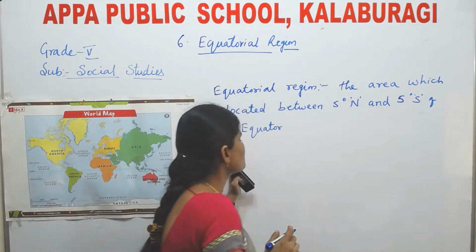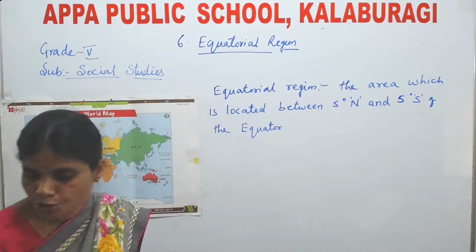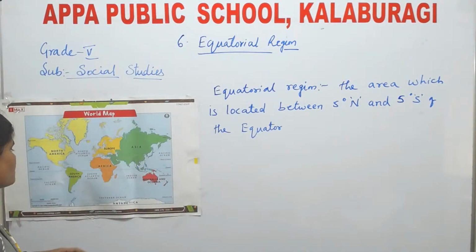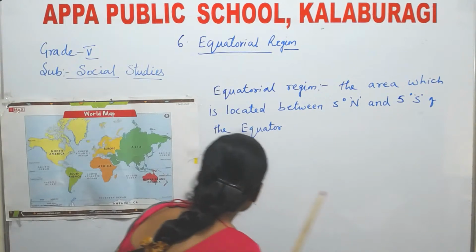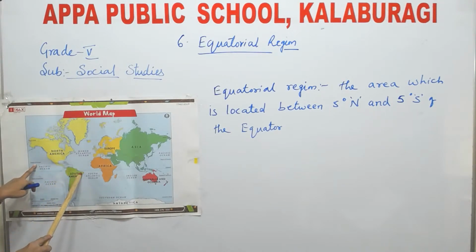Where is this region located? This region is located in the torrid zone. Here we have the torrid zone. Torrid zone means the area which is located between the Tropic of Cancer and the Tropic of Capricorn. The area which is located between the Tropic of Cancer and the Tropic of Capricorn is called the torrid zone.